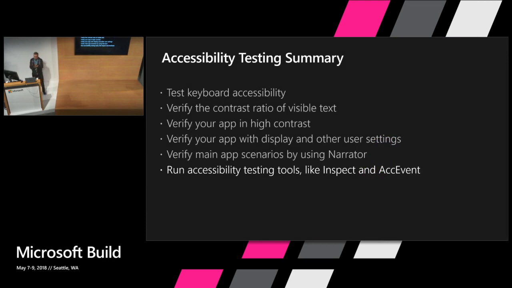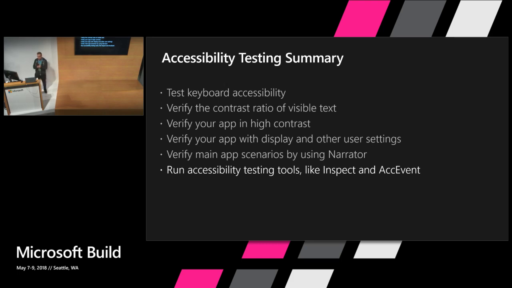So just to summarize real quickly, accessibility testing, we need to test the keyboard accessibility. We need to verify the color contrast, make sure that we've got good color contrast or utilities that will do that for you. Again, that web page will point you to some of those. Verify your app in high contrast. Go to Windows Settings, set high contrast, make sure your app works. Verify your app with other display settings within the settings of Windows. Again, high DPI, some other settings. Verify your main app scenarios by using Narrator. Do what I just did. Launch Narrator with your application. Tab around. Make sure that it speaks properly.